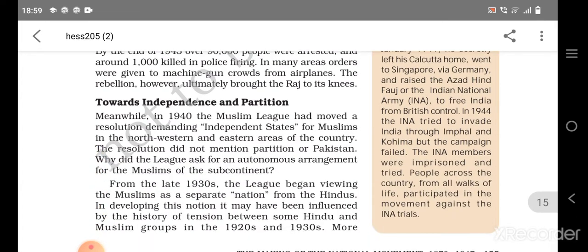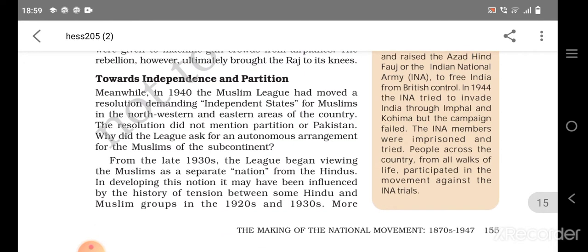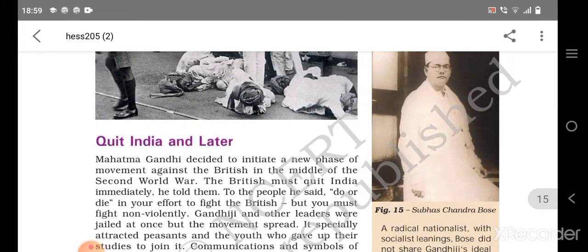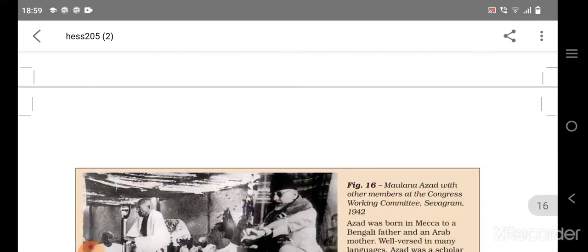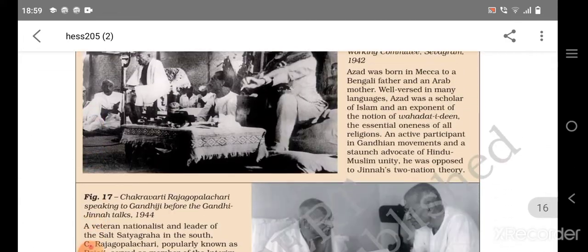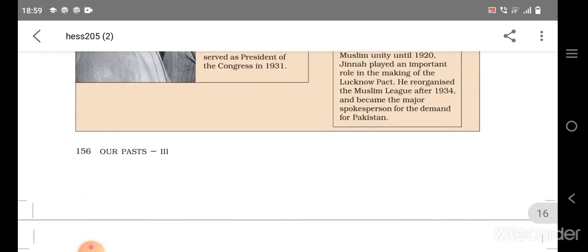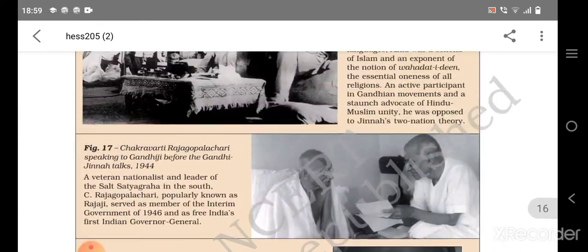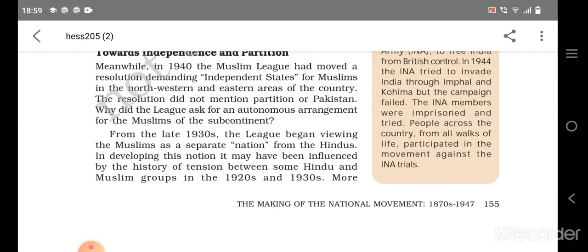Now here comes the topic of independence and partition. Let me tell you, this chapter gives a very short explanation of the period between 1870s and 1947. Otherwise it is a very extended period and has a lot to learn about. Still, it is mentioned in a short version in your NCERT textbook, and it is very important. Don't worry, in this chapter I'm not covering these brown boxes and the INA. This is also very important, and questions do come in your exams from it. I will teach you all of that in some further videos, not currently.